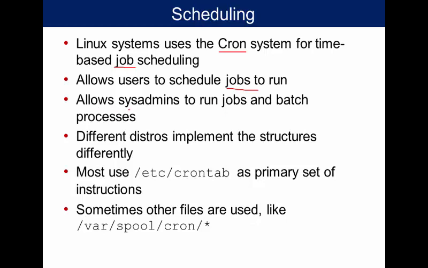Scheduling allows the system admin to run jobs and batch processes. So those schedules can be found here in this table. Crontab. Tab means table. Crontab. There is a table specifying the schedules about some jobs or processes or your programs.